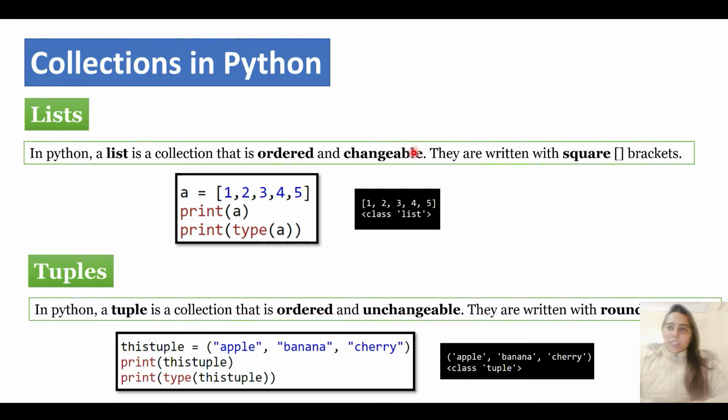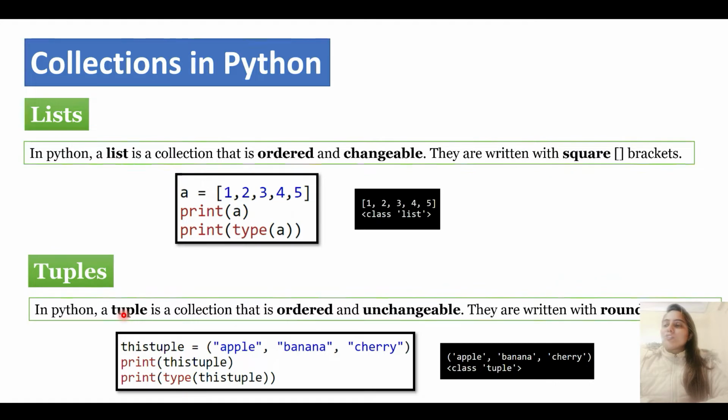By changeable, I mean that if 1 is at the index 0, then something else, as in the number 6, can be placed at the index 0 and 1 can be removed. But the order of 1, if it is not removed, will remain 0 throughout. So A equals 1, 2, 3, 4, 5 in square brackets. If I print this, it will also print this in square brackets and type will show as list.